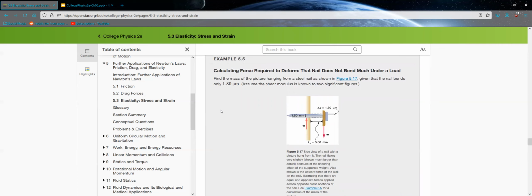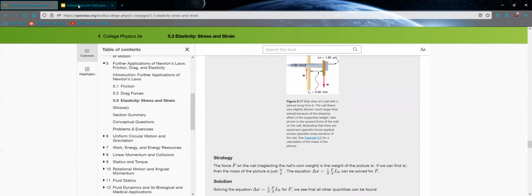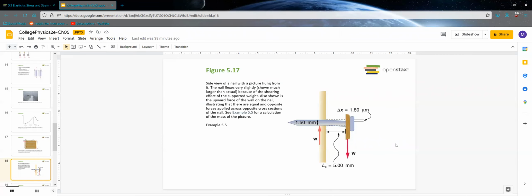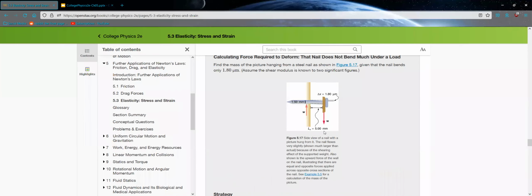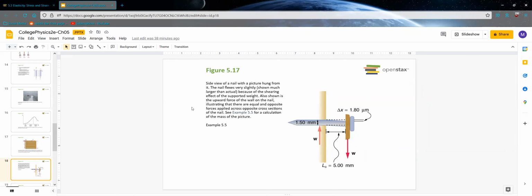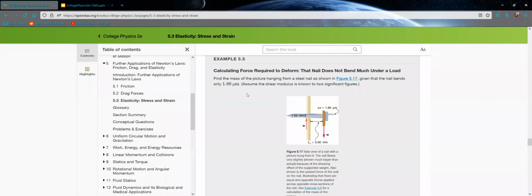Find the mass of a picture hanging from a steel nail, shown below, given the nail bends only 1.8 micrometers, so a teeny tiny amount, and assume the shear modulus is known to two significant figures. So if I give you this question and ask you to find the mass that's causing this picture to happen, can you solve that problem? Well, probably, right? Let's take a look and figure out what equations we need, what knowns we have and what unknowns we have, and then if we can solve it, given the information provided.